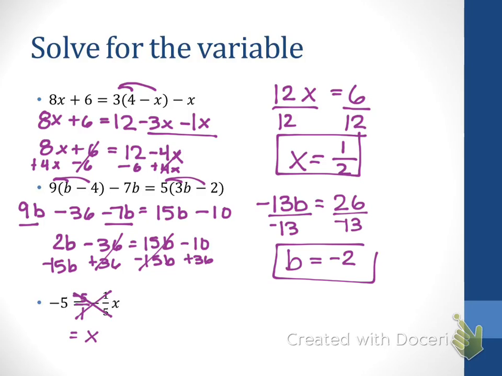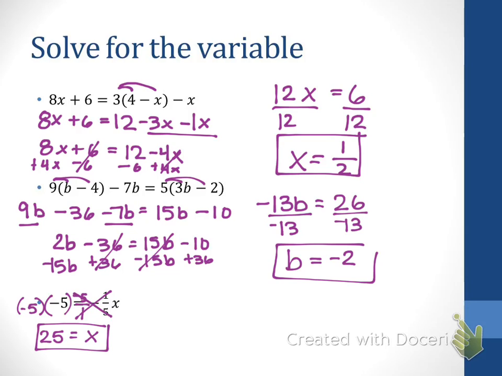But whatever I multiply on one side, I've got to multiply on the other side. Well, let's think about this. What is negative 5 over 1? Negative 5. So negative 5 times negative 5 is? Positive 25. So 25 equals x is my answer.